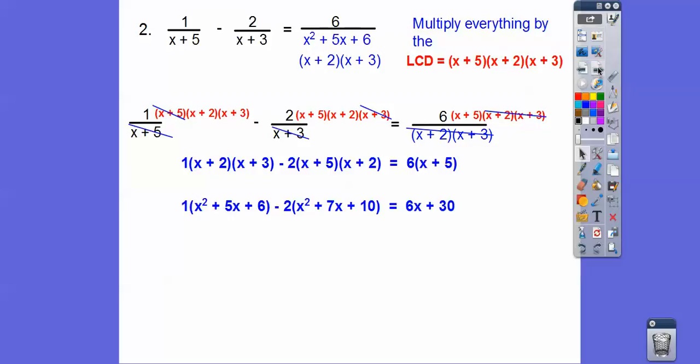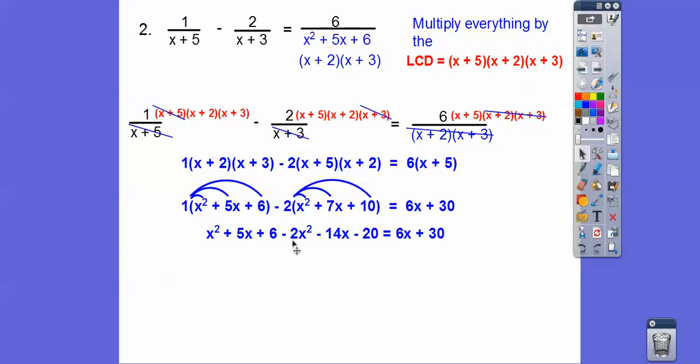Now we'll distribute this 1 through, and then distribute this negative 2 through: negative 2x squared, negative 14x, minus 20. And it equals that 6x plus 30. Let's combine like terms. x squared minus 2x squared is negative x squared. 5x minus 14x is negative 9x. And then plus 6 minus 20 is negative 14, still equals 6x plus 30.